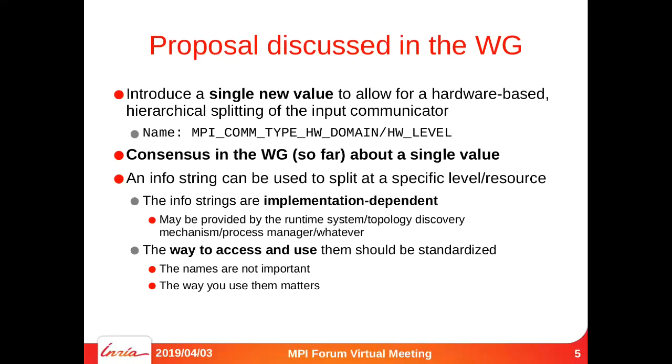Also, an info string can be used to split at a specific level resource. Those info strings would be implementation dependent, and they can be provided by the runtime system, the topology discovery mechanism, the process manager, whatever piece of software you need to achieve that. And the important thing is that the way to access and use those info strings should be standardized. The names are not that important. It's the way you use them that matters. I think that's an important point.